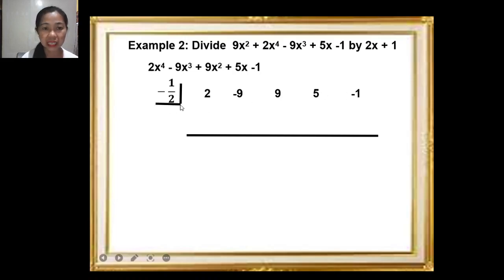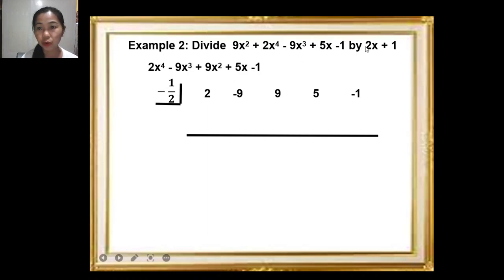Ngayon, saan nanggaling si negative 1/2 na value ng R? Since ang ating divisor ay 2x plus 1, pag sinolve mo si x, ay magiging 2x plus 1 equal 0. And then, 2x will be equal to negative 1. Then, divide both sides by 2. That's why we have x is equal to negative 1/2. And that is the value of r.